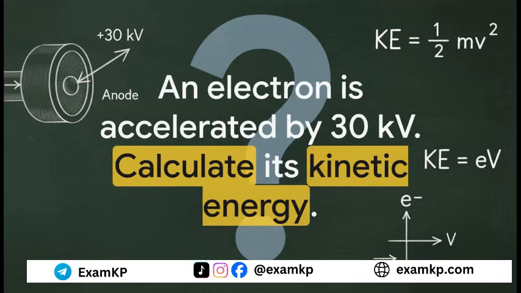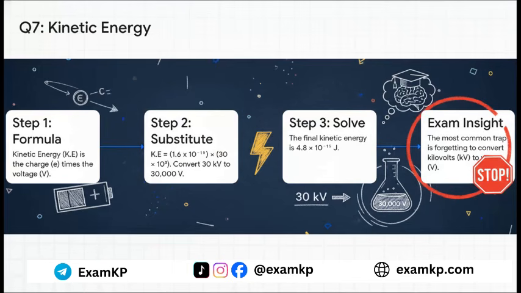This one's all about X-ray tubes. So we've got an electron, and it gets accelerated by a 30 kilovolt source. The question is, how much kinetic energy does it gain? Now, this might look intimidating, but it boils down to one super simple formula. Kinetic energy equals E times V. E is just the charge of an electron, and V is the voltage.